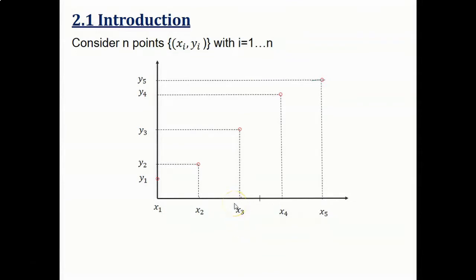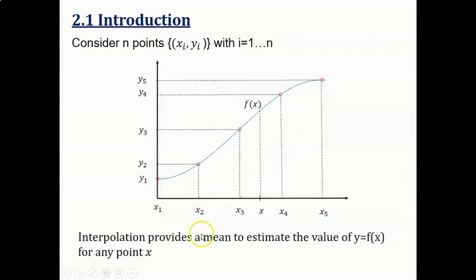So let's consider n points xi, yi that can be experimental points or calculated values, etc. So n discrete values. The interpolation problem consists of finding an approximation to the function f of x passing through these points, which provides a means to estimate the value f of x for any value x.